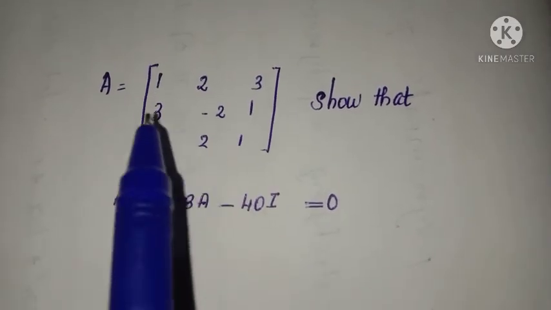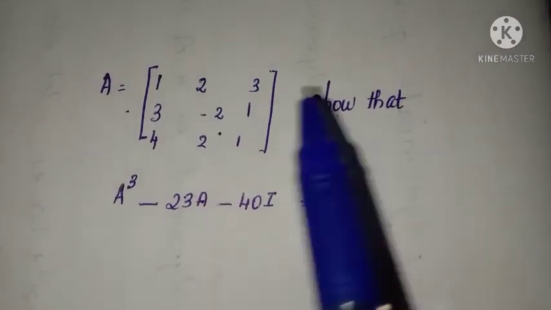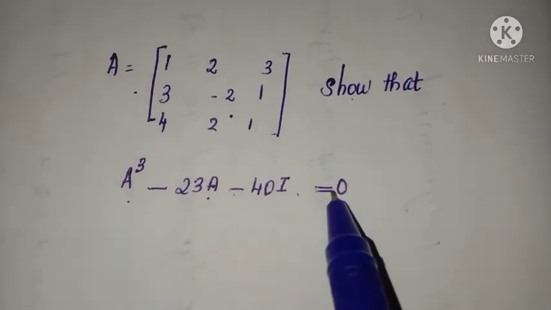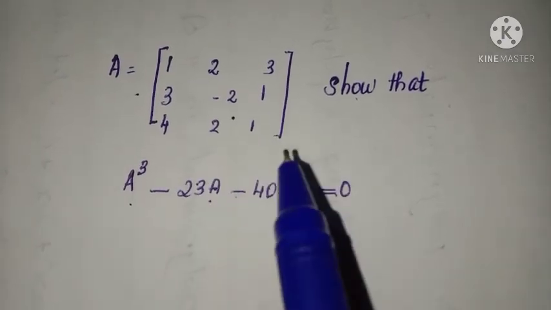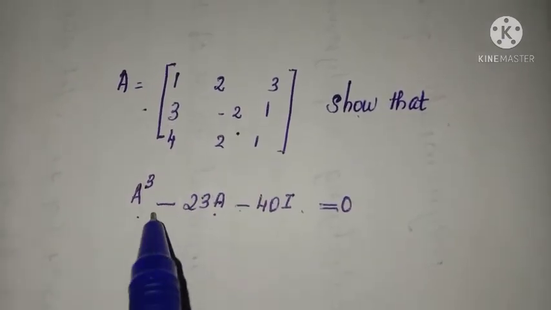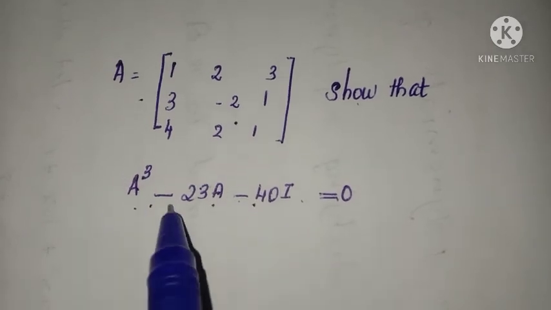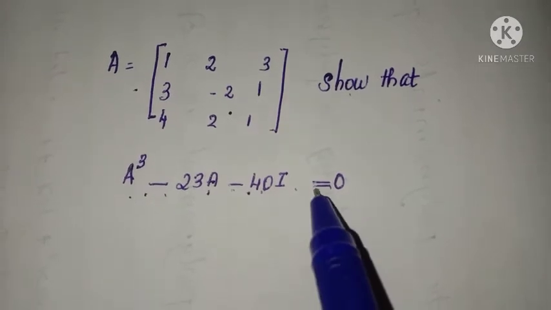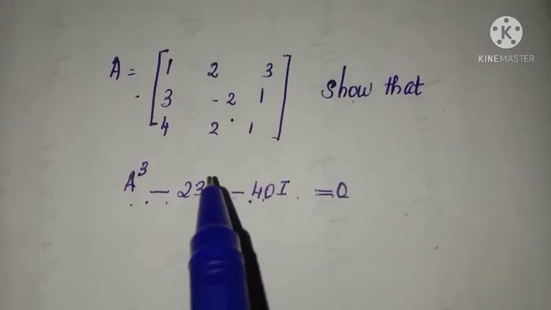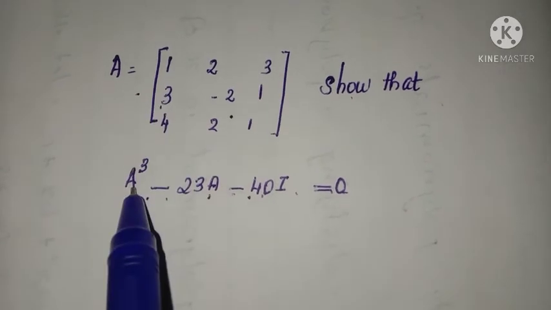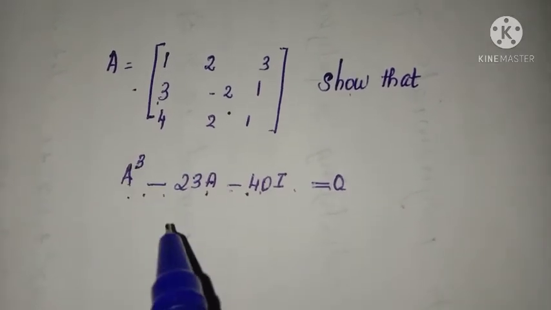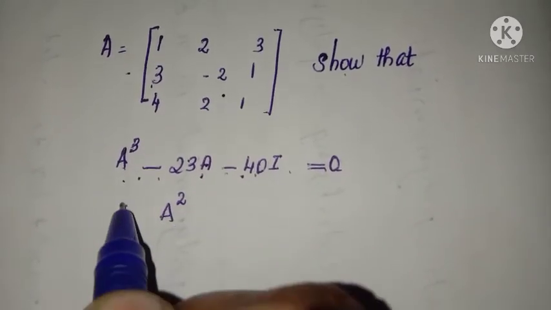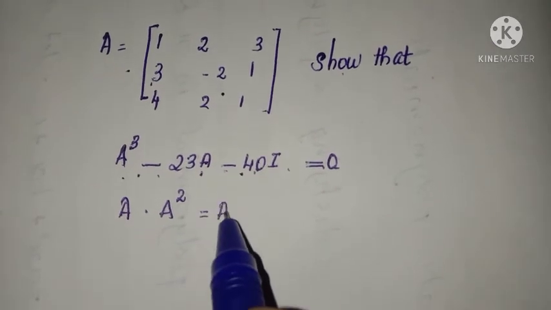Now look at this question. We have a matrix A and we need to show that A cube minus 23A minus 40I is equal to 0. This is an important type of question. Listen, we have the matrix equation A cube minus 23A minus 40I, and we need to prove it equals the zero matrix. So from the given matrix, we need to find A cube. A cube is obtained by first finding A square, then multiplying with A, and we get A cube.